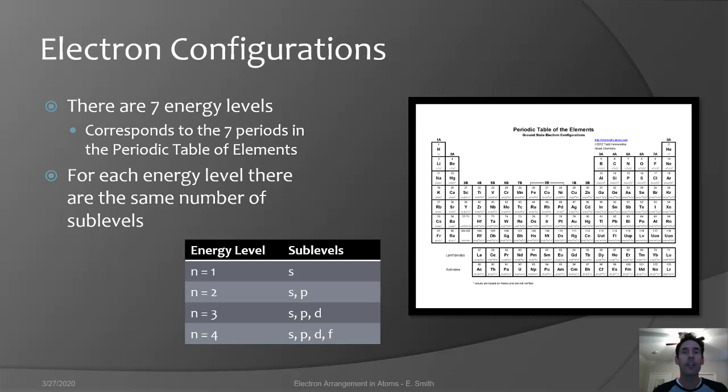Now, for each energy level, there is a sublevel. So for energy level 1, the first sublevel is called s, spherical in shape. For energy level 2, there are 2 sublevels, s and p. For energy level 3, there are s, p, and d. And for energy level 4, there are s, p, d, and f. If we went to energy level 5, it would go s, p, d, f, and then g, and so on and so forth. So it increases each time. For each energy level, there's another sublevel.